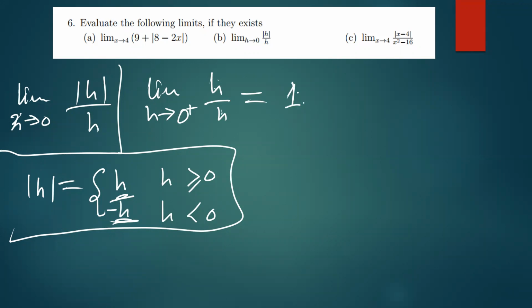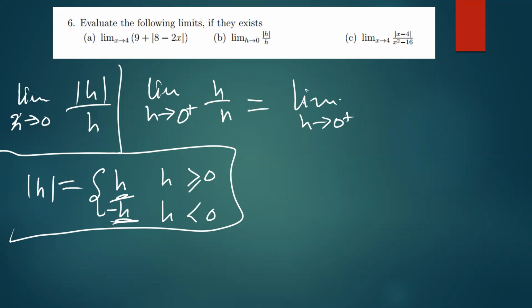Or if you don't want to do this, you can take any number that is slightly bigger than 0, this 0 that is here. So we can say the limit of h over h is the same as the limit as h approaches 0 from the positive side of what?